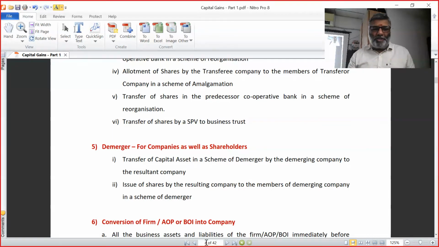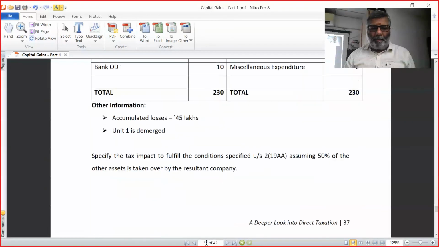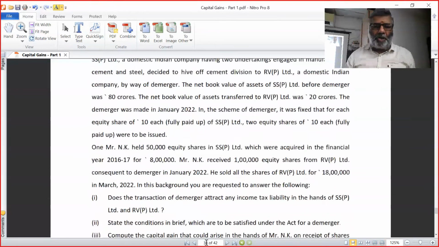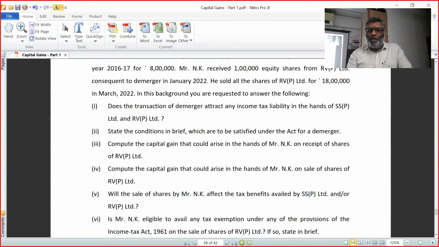Demerger, for the company as well as the shareholder. Transfer of capital asset in a scheme of demerger by the demerging company to the resultant company is not a transfer. Shares allotted by the resulting company to the members of the demerging company is not a transfer. So be confident about that. So this is not a transfer. No tax liability for both the companies.